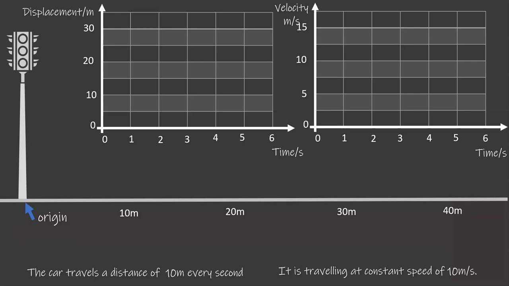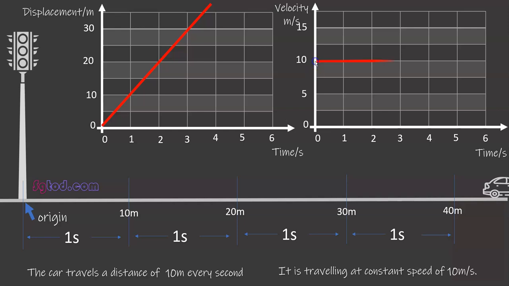In this slide, we have a car traveling at constant speed. It travels a distance of 10 meters every second. When we plot the displacement time graph, we can see that its displacement from the traffic light increases at a constant rate of 10 meters every second. Hence, the graph is an upward sloping straight line.